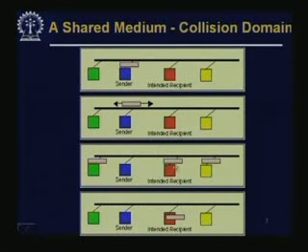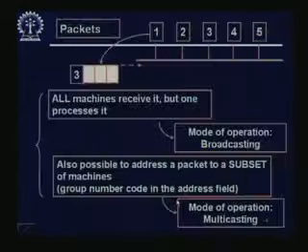All of them copy the frame into their NIC, and then they compare the destination address with their own address. If it is not for them, they will simply ignore it. If it is meant for this node, it will absorb it and then send it to the higher layer. So all machines receive the packets, but only one would process it. That is, the mode of operation is broadcasting.